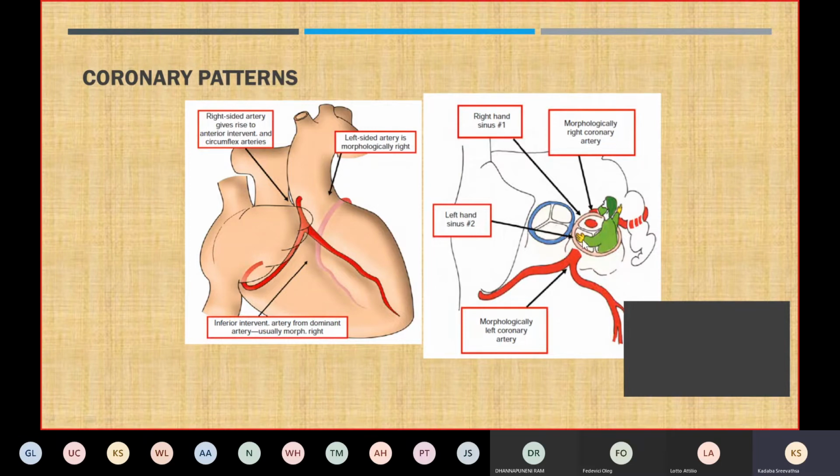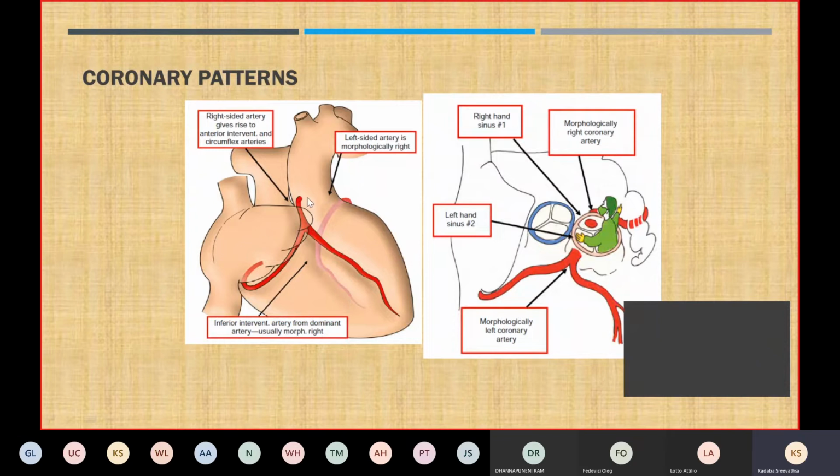Whereas the left hand sinus, which is sinus 2, which should have normally given the right coronary artery in a normal individual, is now giving rise to the left coronary artery, which branches into the left anterior descending and gives the circumflex, rather than calling it the left circumflex artery, and goes behind the mitral valve. Now, the dominant circulation is the morphological right coronary artery, which passes behind into the posterior interventricular septum and gives rise to the interventricular artery, that is the posterior descending artery in most of the patients.